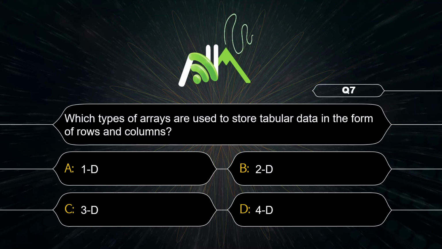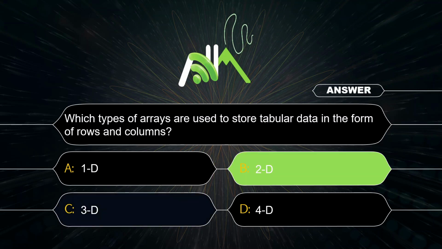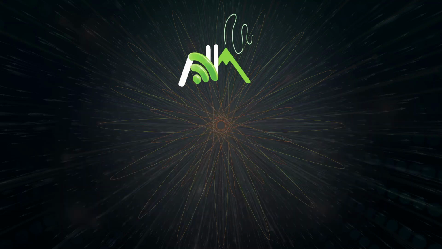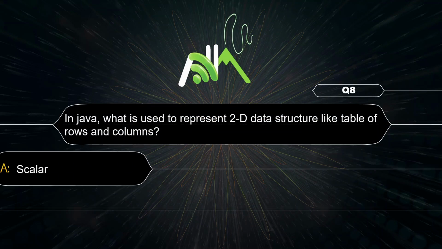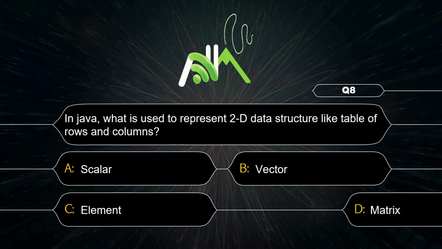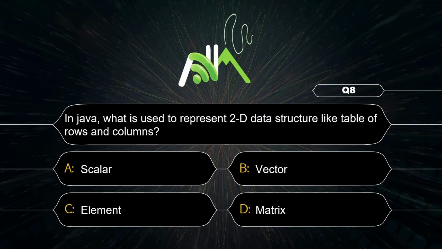Which type of array is used to store tabular data in the form of rows and columns, that is 2D. Option B is correct here. What is used to represent a 2D data structure like tables of rows and columns? So correct answer is matrix.